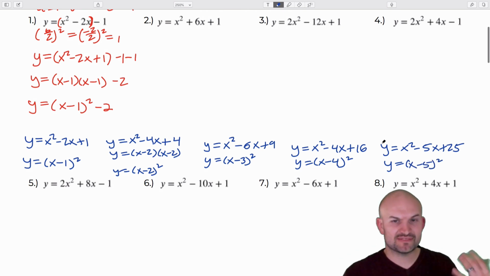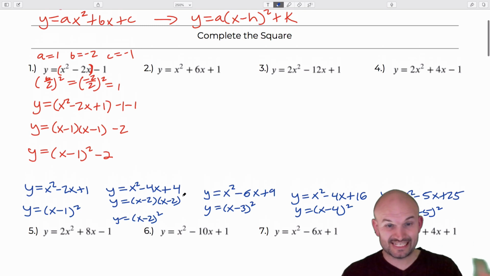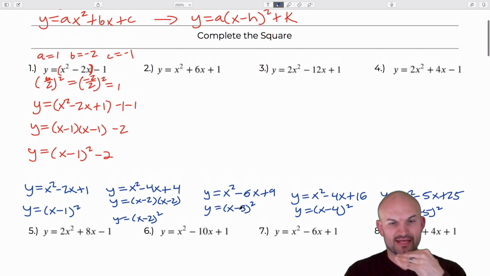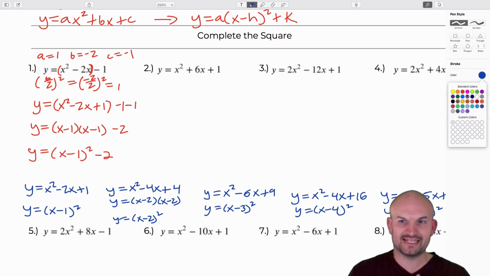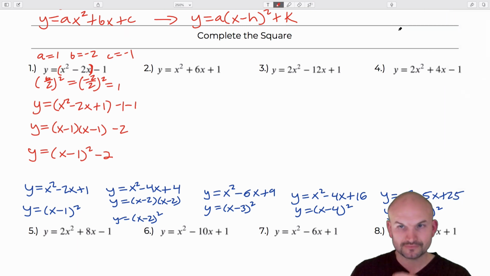So a lot of times when I'm teaching completing the square, I want to show students that these are perfect square trinomials. Now again, if I made this a positive 6, then I would make this a positive 3, okay? So it works with both the positives and the negatives, but just to keep things simple, I'm going to keep everything in terms of the negative.